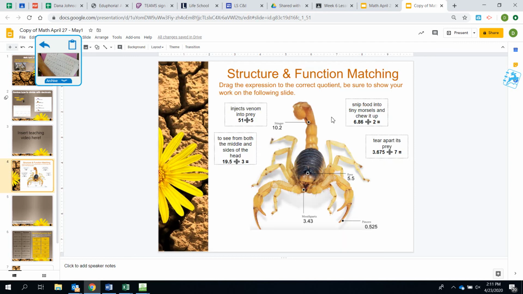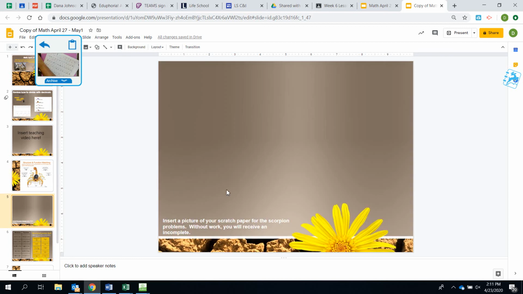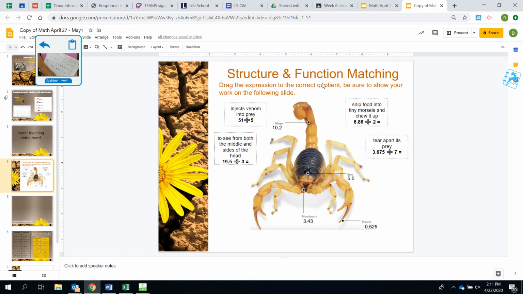You're going to have a lot to do. You're not going to have that much space. So it's probably better to do it on paper. Take a picture, insert your picture right here. We want to see the work, so make sure you do that.